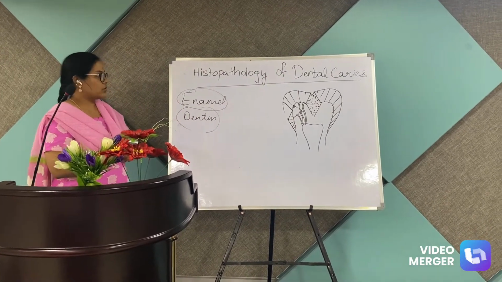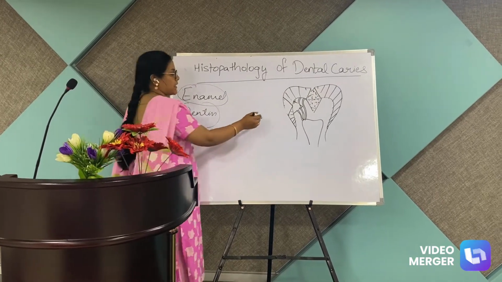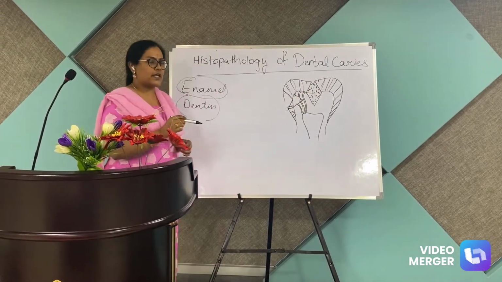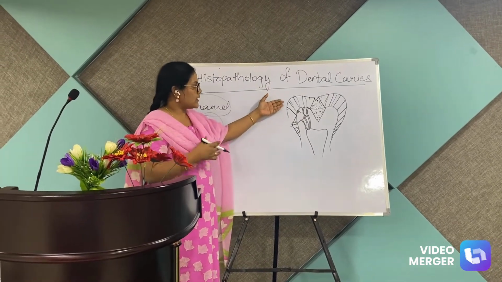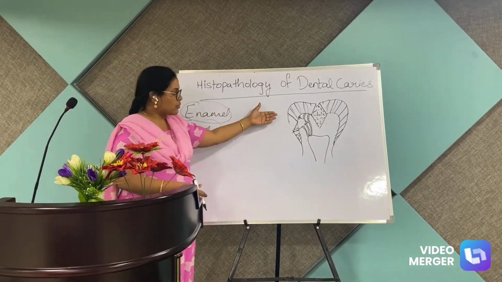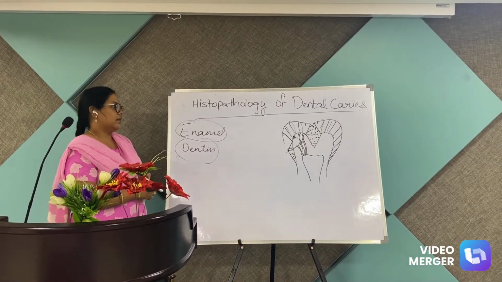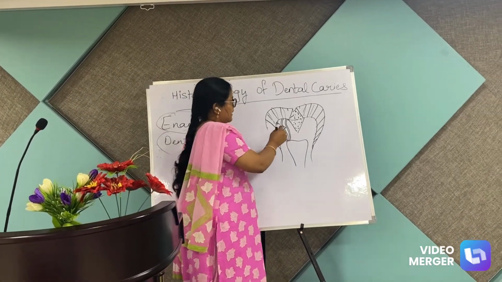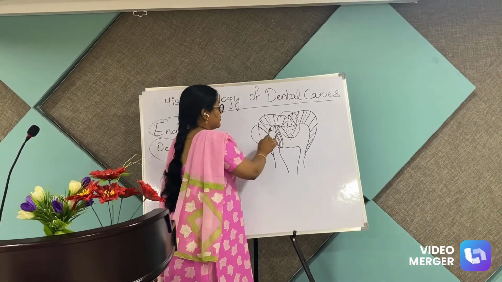So when we talk about caries of the enamel, enamel is basically comprised of rods, enamel rods, which are oriented in different directions. Like when we talk about the occlusal area, they are oriented occlusally or perpendicular to the DEJ. And as you go to the cervical region, they go horizontally as well as obliquely, more cervically or apically. So in the enamel, basically we have occlusal or pit and fissure caries and smooth surface caries.